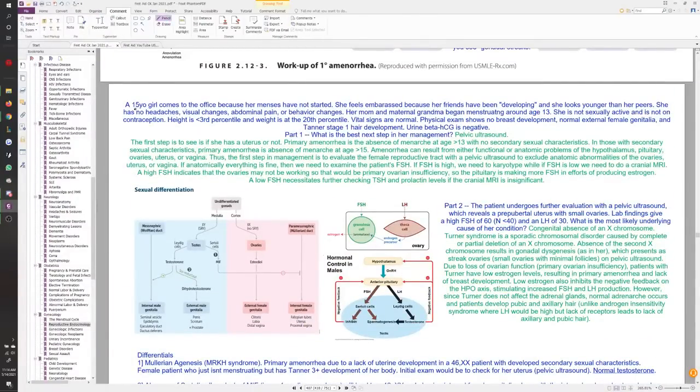We have a 15-year-old girl who comes to the office because her menses have not started. So again, that's Tanner stage 5 level, right? That's the ultimate, that's it, you're there. You should definitely be menstruating. If you're not menstruating, Tanner stage 5 level breasts should be there.